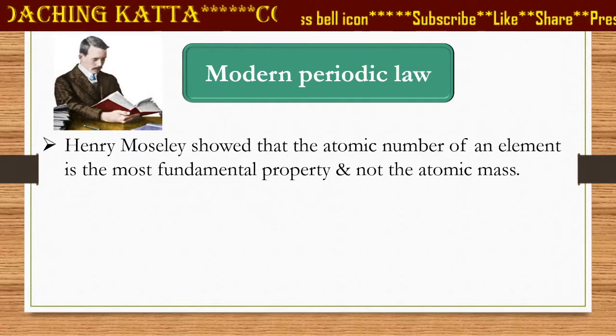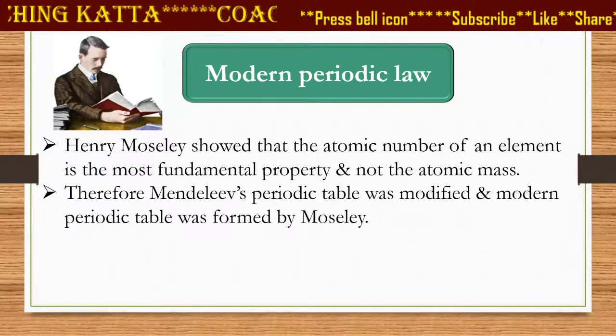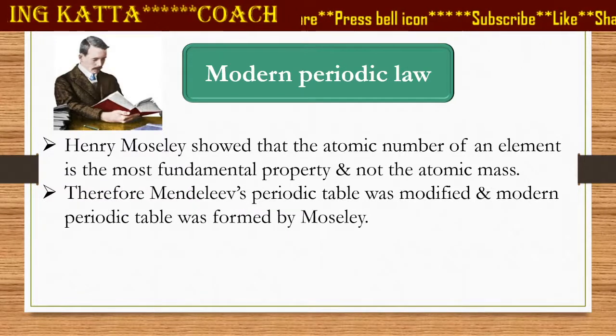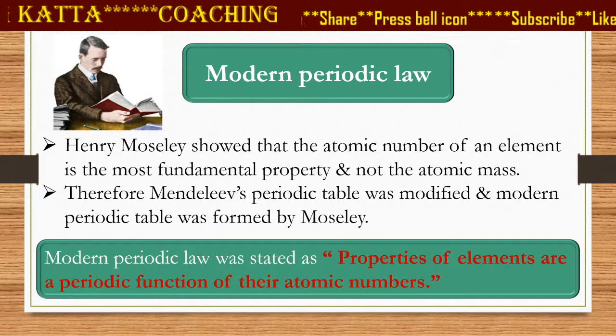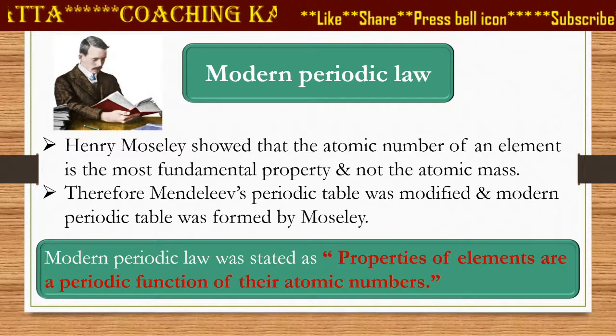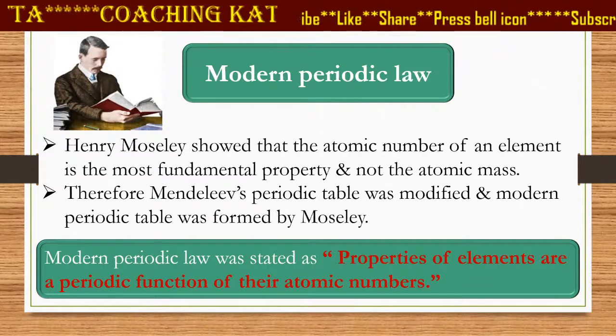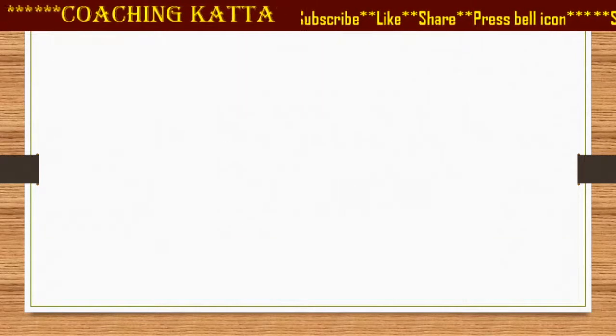This revealed that the atomic number is a more fundamental property of an element than atomic mass. Accordingly, the modern periodic law was stated as: properties of elements are a periodic function of their atomic numbers.